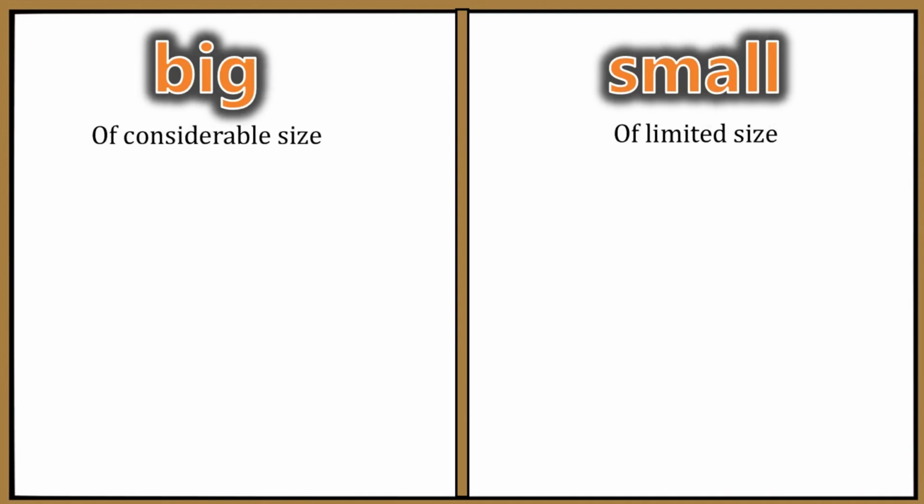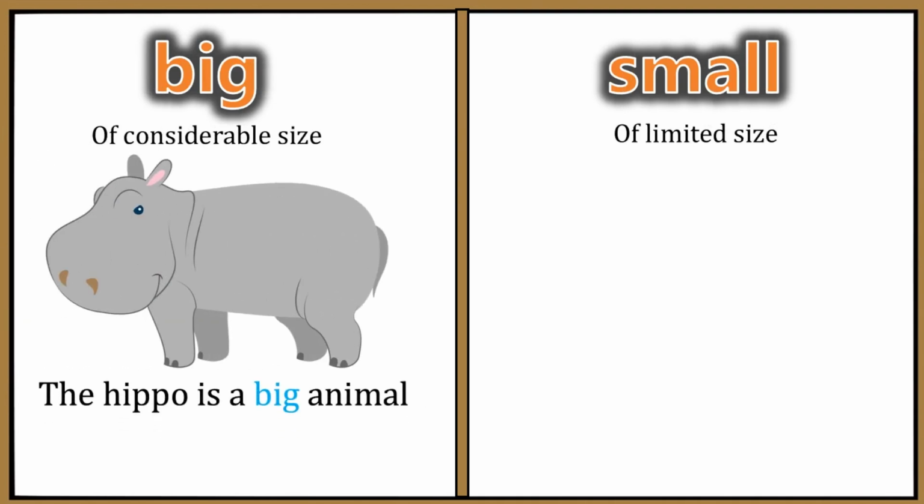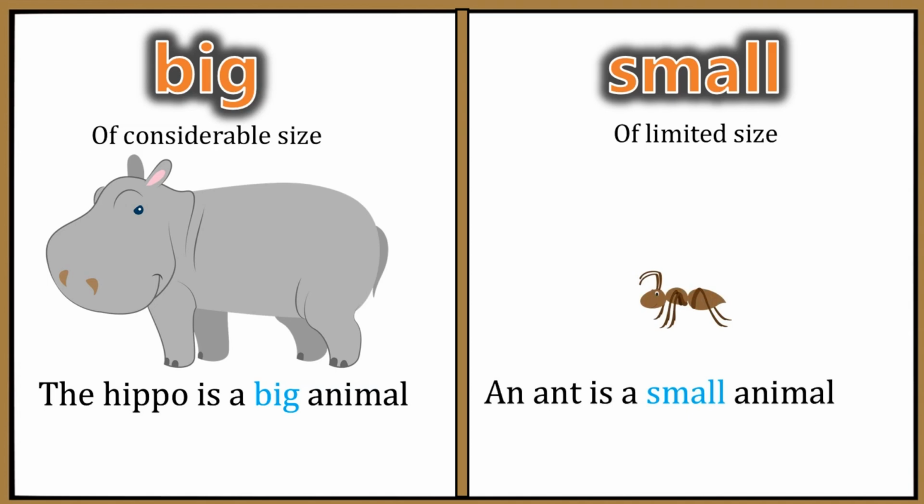Big. Of considerable size. The hippo is a big animal. The opposite of big is small, of limited size. The ant is a small animal.